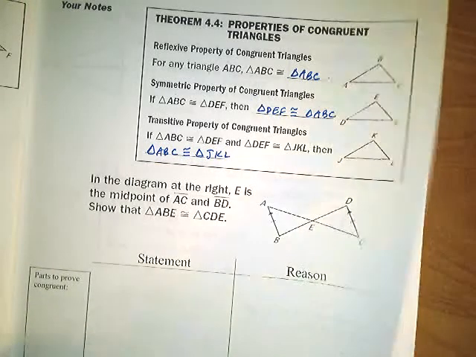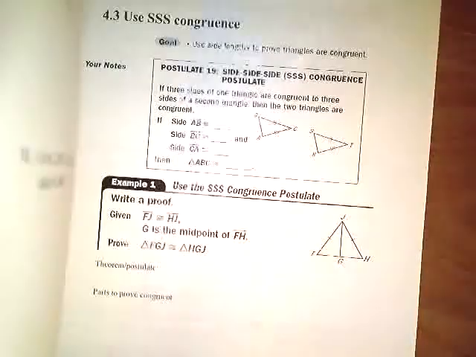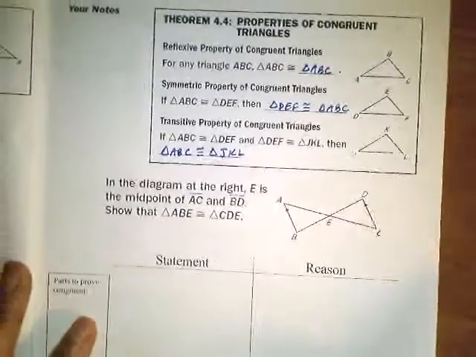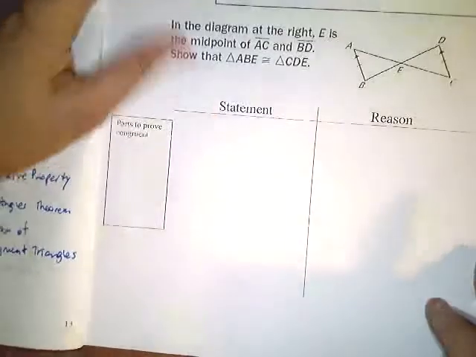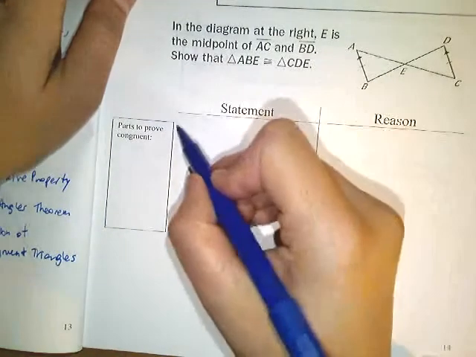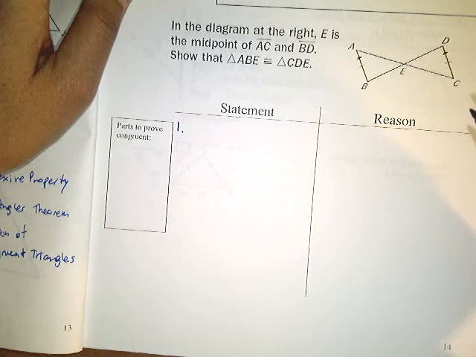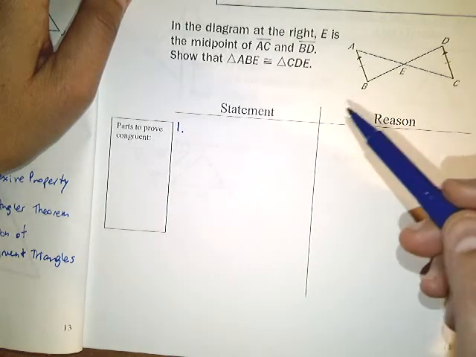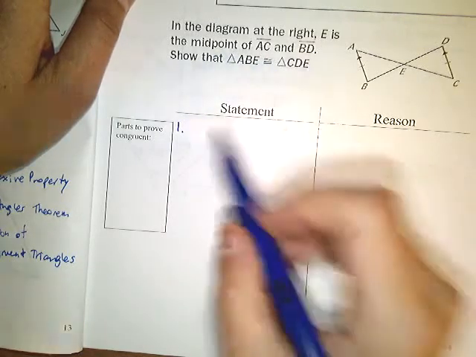So this proof actually incorporates a lot of different concepts that we've been working on in Chapter 3 and Chapter 4. So we'll just take it one step at a time. Given information, there's a lot of given information. It says that E is the midpoint of AC and BD.